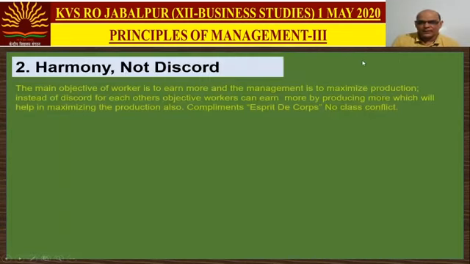Second is harmony, not discord. The main objective of a worker is to earn more and the management is to maximize the production. Instead of discord for each other's objectives, workers can earn more by producing more, which will help in maximizing the production also. In my opinion, this principle of F.W. Taylor actually supports, it complements the esprit de corps principle propounded by Henry Fayol.